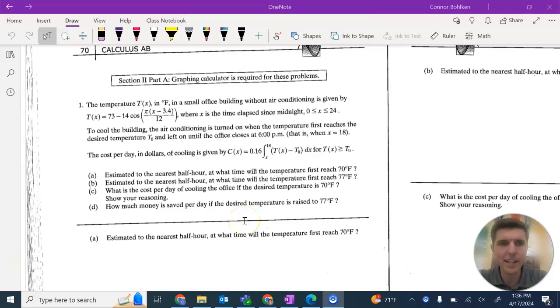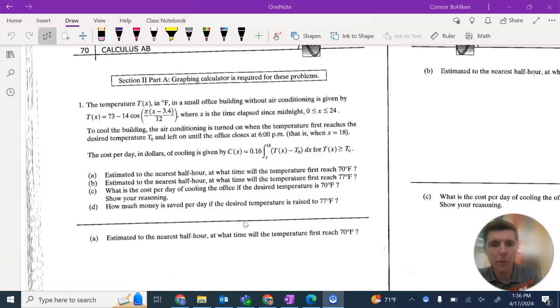Alright students, this is actually on both AB and BC tests for this week. This temperature question in an office building. I'm going to be jumping back and forth between Desmos and this page because I think graphing it on a calculator and showing is not as clear. So, we're going to solve this thing.